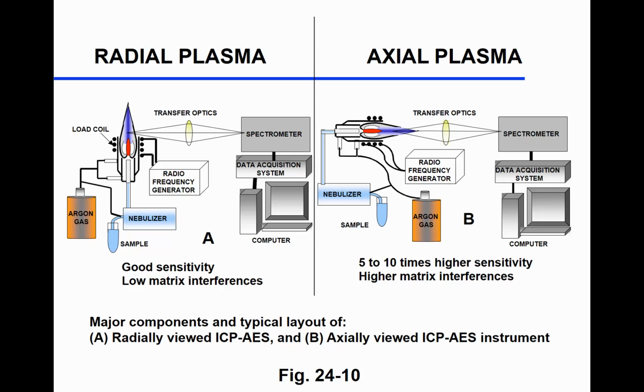Here is another diagram showing you that the plasma can be either vertical or horizontal to the spectrophotometer, the detector. In the horizontal setup, you have higher sensitivity and a lower threshold because you would have more focused emission than in the other setup. It says here 5 to 10 times higher sensitivity, basically.